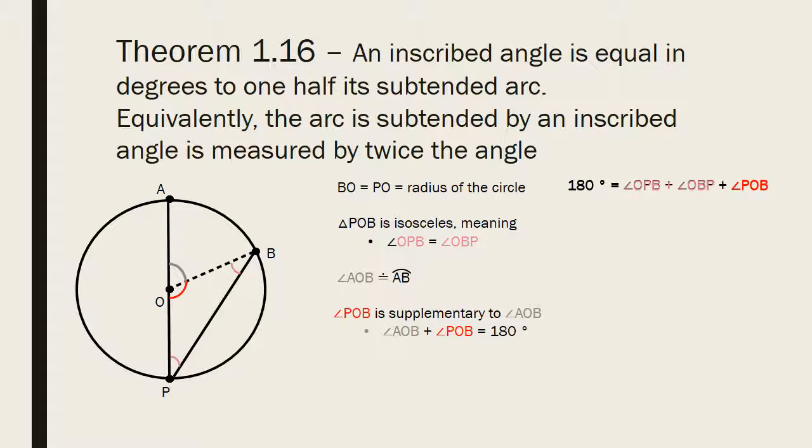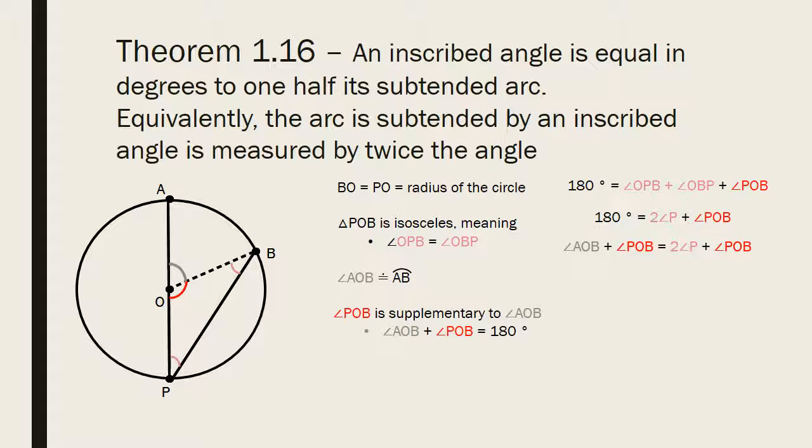So we can say that 180 degrees is equal to 2 angle P plus angle POB. Now we already know that angle AOB plus angle POB must be supplementary, which means they must equal 180 degrees. We can say that angle AOB plus angle POB is equal to 2 angle P plus angle POB, because that's equal to 180 degrees too.